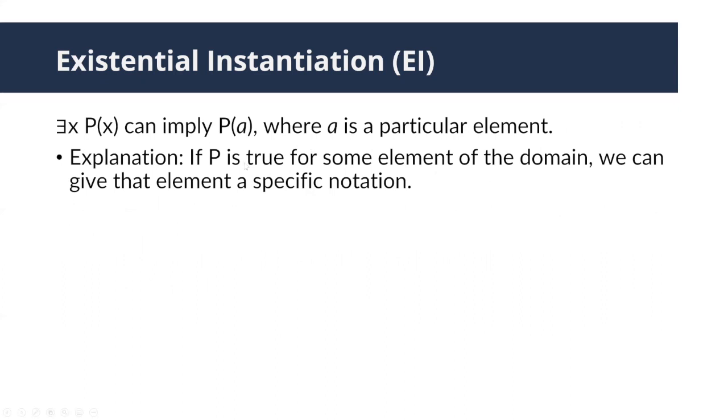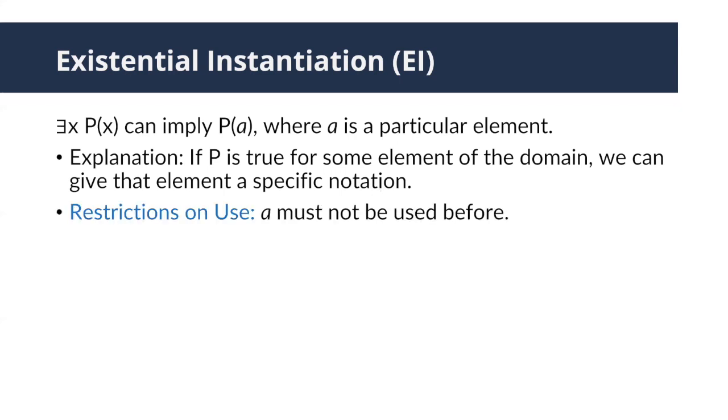Second inference rule, existential instantiation: for some x, P(x) can imply P(a), where a is a particular element. And the explanation of this rule is, if P is true for some element of the domain, then we can give that element a specific notation. Of course, this rule also has some restrictions when you use it. The restriction is a must not be used before. Why is that important?